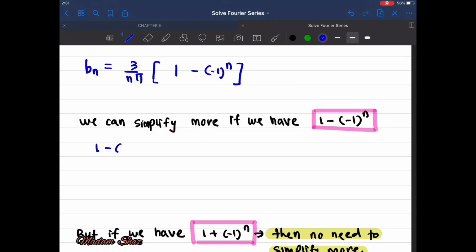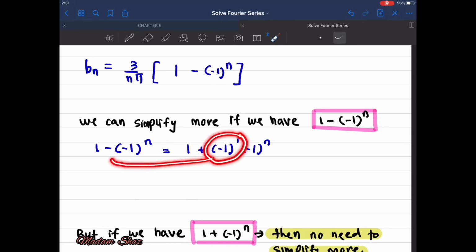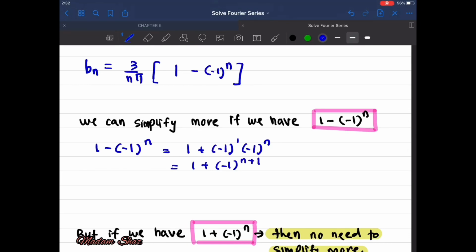So we have 1 minus (-1)^n. This is equal to 1 plus (-1)^1 times (-1)^n. Here (-1)^1 is the same thing as the negative sign, because (-1)^1 is equal to negative 1. So if we multiply (-1)^1 with (-1)^n, we add the powers. Therefore, this will become 1 plus (-1)^(n+1).